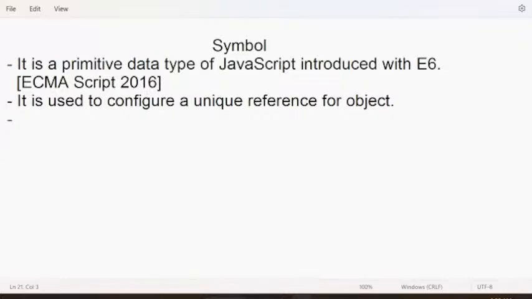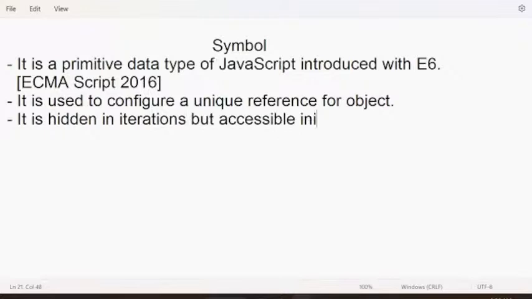Actually, it is hidden in iterations, but accessible individually. So it is hidden in iterations. It will not come, but it is available. You can use it. So this is a symbol type, and we will see how we can configure a symbol and use it.